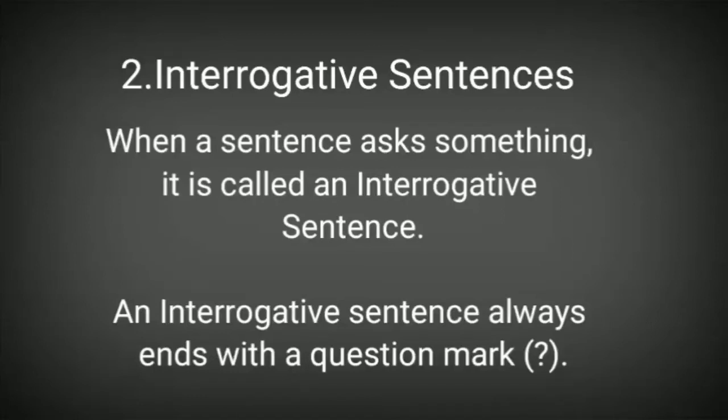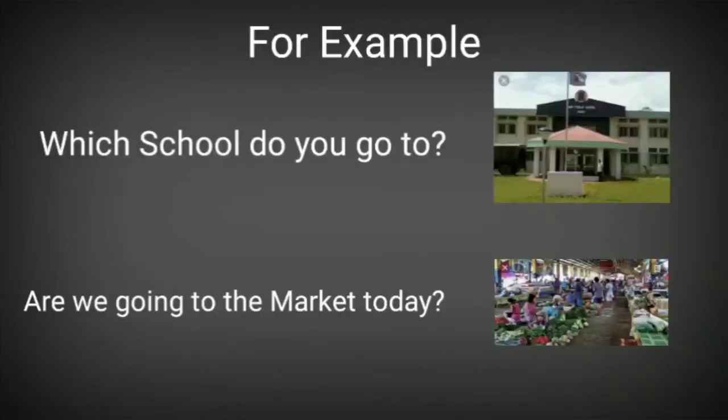Next is interrogative sentences. When a sentence asks something, it is called an interrogative sentence. An interrogative sentence always ends with a question mark. For example, which school do you go to? Are we going to the market today? Both sentences end with a question mark. Both of them are questions. So, it is an interrogative sentence.